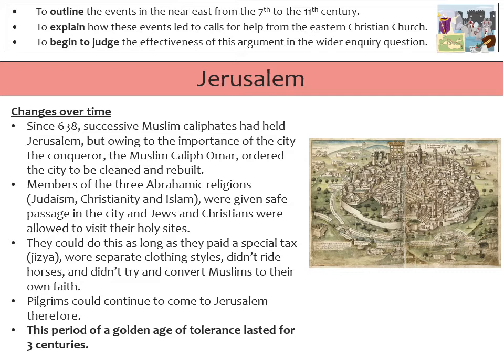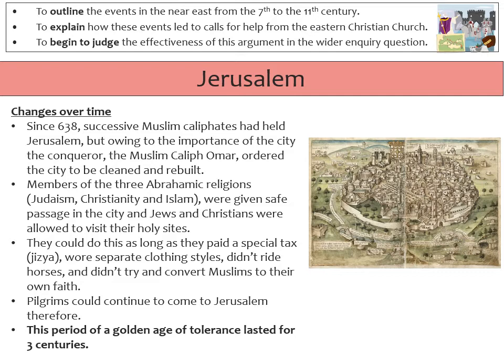So since 638, Muslim caliphates, so their Muslim empires, had held Jerusalem, but the first major Muslim caliph, Omar, who took over the city in 638, they understood this significance, and they understood as well that they could financially gain from this, and that it would be more beneficial to have Jerusalem as a peaceful settlement. So when Omar took over the city in 638, he ordered the city to be cleaned, rebuilt, and he allowed members of the three Abrahamic religions to have safe passage to the city and within the city as well.